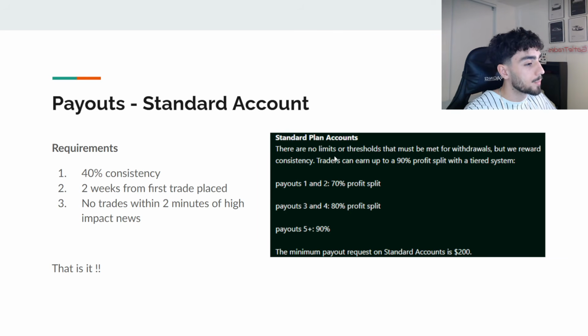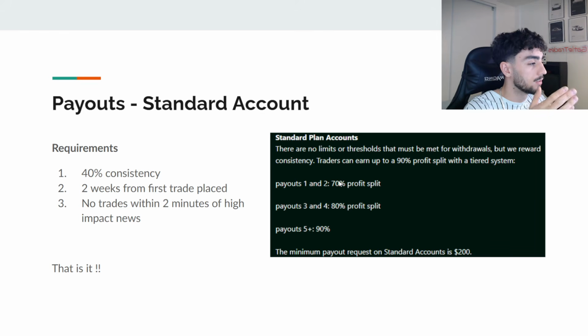There are no limits or thresholds that must be met for withdrawals. So there is no buffer. There's no minimum amount you have to make. The only thing is the minimum payout is $200, and you can earn up to 90% split, but you got to earn it, right? They're trying to reward consistency here.